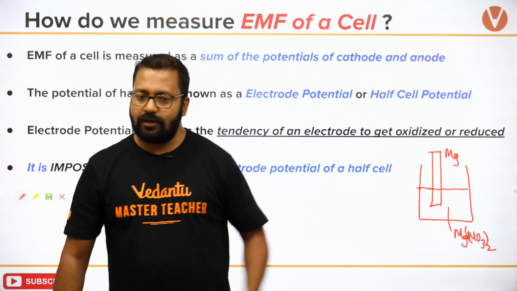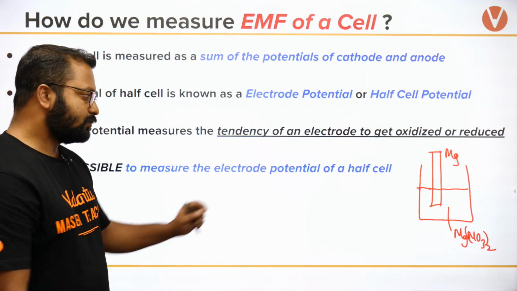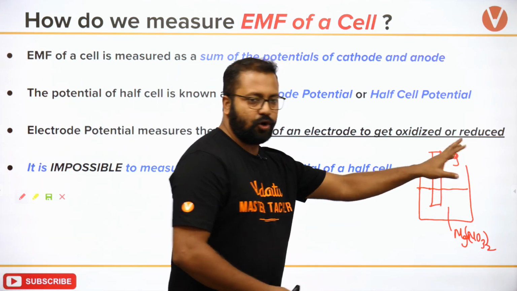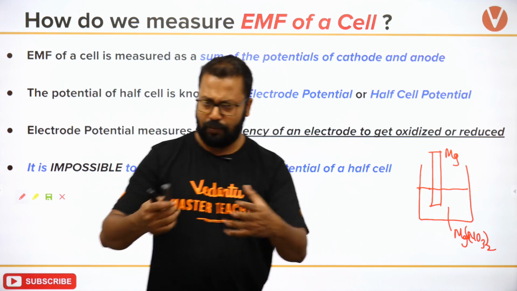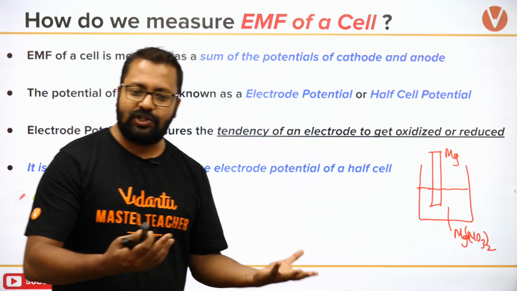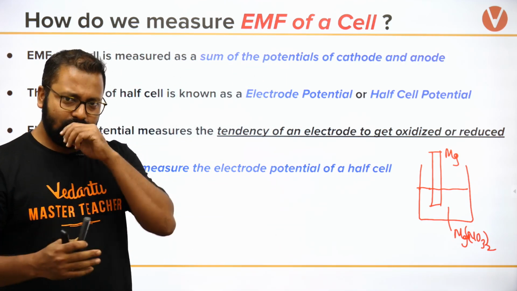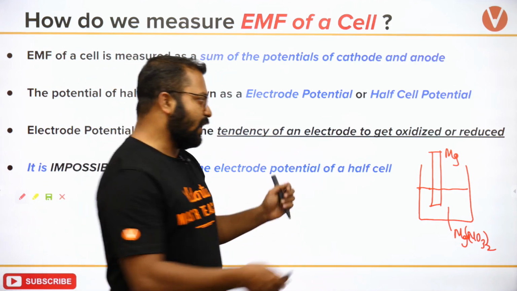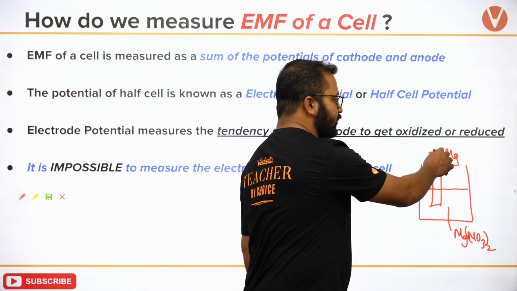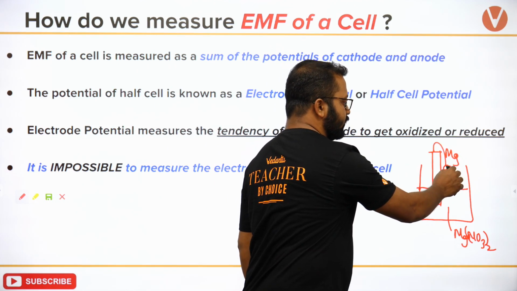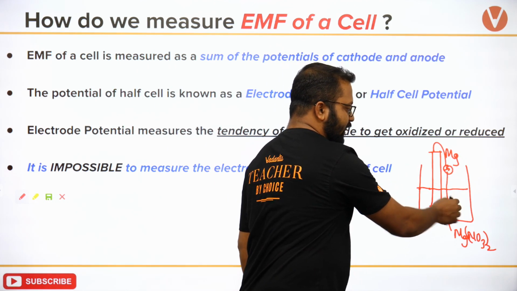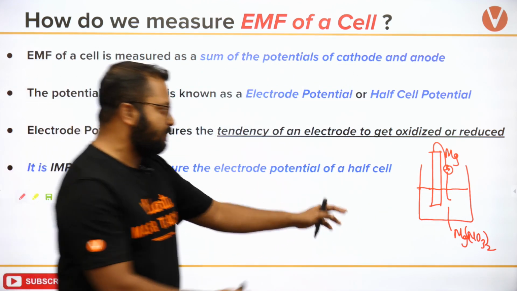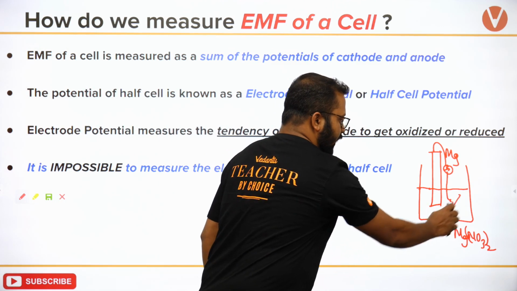I want to measure the electrode potential. मैग्नीशियम का मैग्नीशियम 2+ में चेंज होने में क्या पोटेंशियल जनरेट हो रहा है? How do I measure that? What I do is, मैं एक वोल्ट मीटर लगा देता हूं. एक वोल्ट मीटर मैं यहां पे लगा देता हूं, बट वोल्ट मीटर के साथ एक इलेक्ट्रोड लगा रहेगा, तो it will give the potential between this electrode and magnesium.